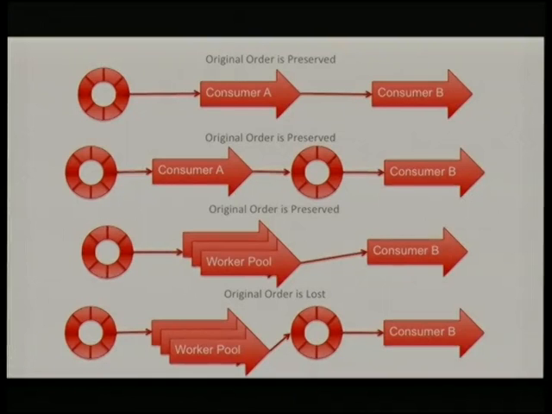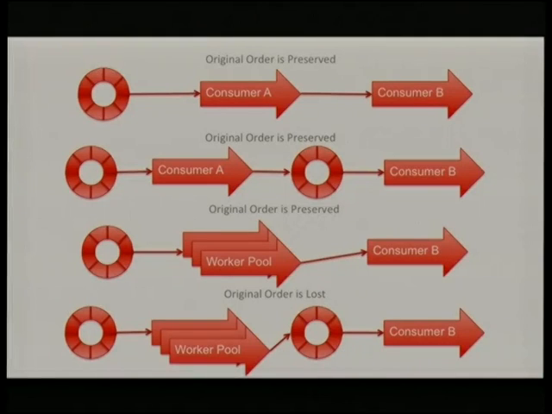So looking at a few different arrangements, oh good, that came out right on your screen, it doesn't on mine. The simple case is where you have a ring buffer and two consumers reading from it. They're going to see every event and they're going to see them in the original order with the original sequence number. Simple and straightforward.